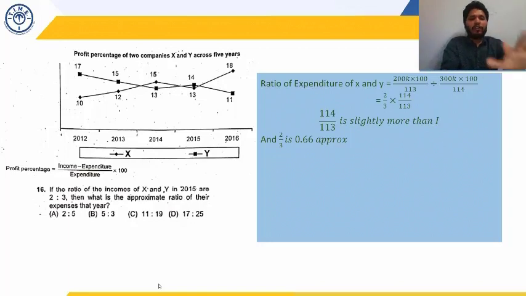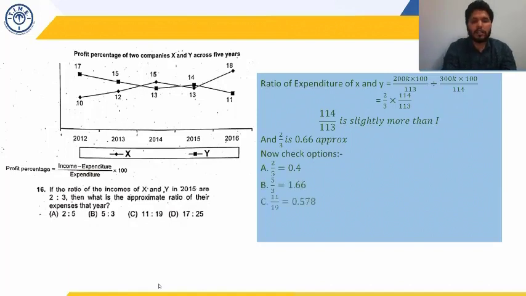Okay, so now check which option is close to 0.66. So first option is 2 by 5, which is 0.4. Second option 5 by 3, 1.66. Third option 11 by 19, which is 0.578. Fourth option 17 by 25, which is 0.68. So answer is going to be slightly more than 0.66, which is 0.68. So I hope this is clear to everyone.